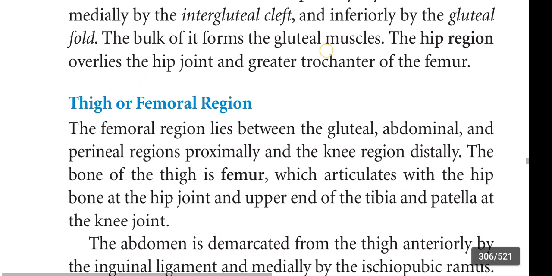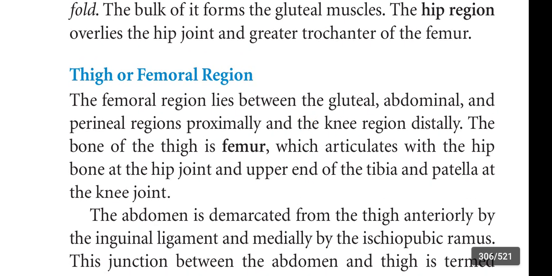Next region is thigh or femoral region. The femoral region lies between the gluteal, abdominal and perineal regions proximally and the knee region distally. The bone of the thigh is femur, which articulates with the hip bone at the hip joint and upper end of the tibia and patella at the knee joint.